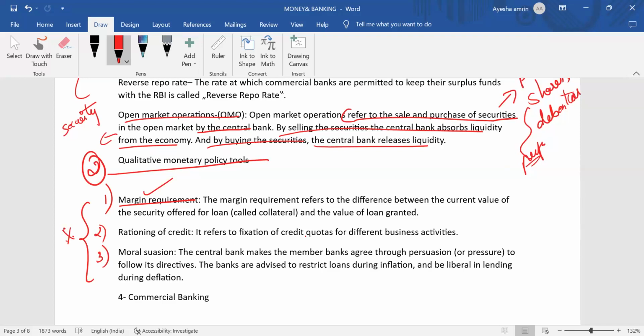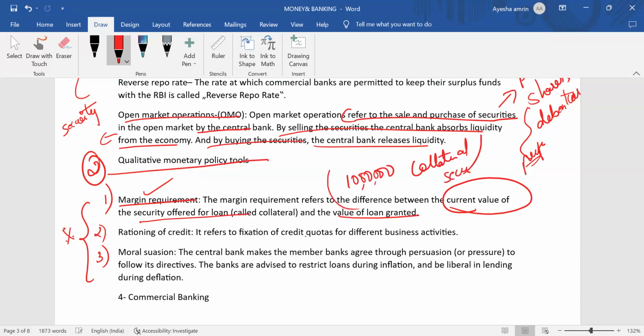See here, it refers to the difference between the current value of security offered for a loan, that means the collateral, and the value of the loan granted. Suppose you have sanctioned a loan of 10 lakh rupees. And what is the collateral for this security? The difference between the two is said to be the marginal requirement.